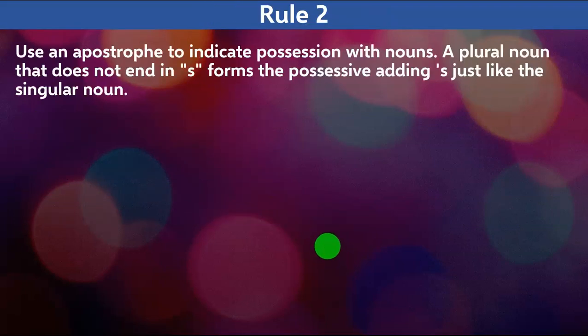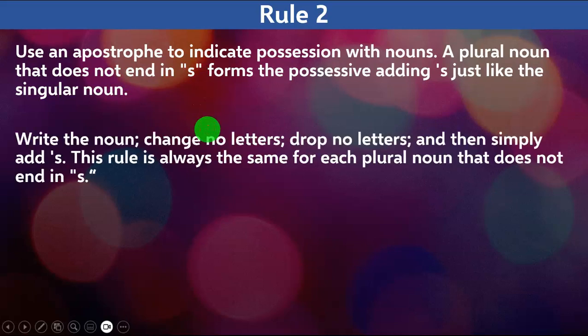What does rule number 2 say? Use an apostrophe to indicate possession with nouns, right? A plural noun that does not end in s, the letter s, forms the possessive by adding apostrophe and s, just like the singular noun. So in the earlier rule number 1, we talked about singular noun. Here we are talking about the plural noun. Okay, the rule remains the same.